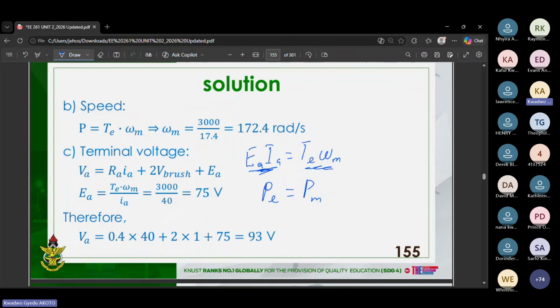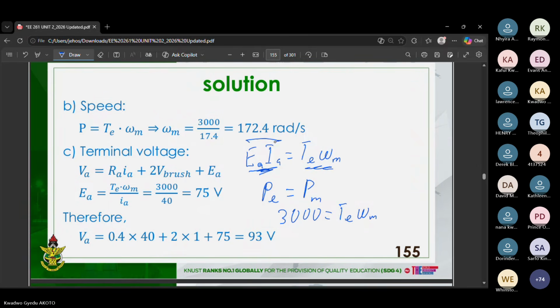All right. So PE must be equal to PM. And we know our PE to be 3,000 W, or 3 kilowatts. So it must be equal to our PM, which is torque times speed. And we found our torque. So our speed is just going to be our power divided by our torque. And then we have our speed in radians per second.